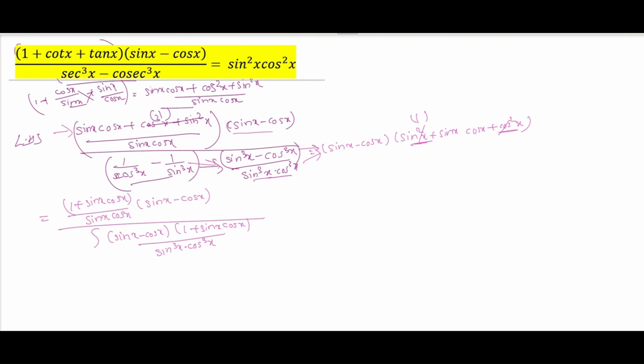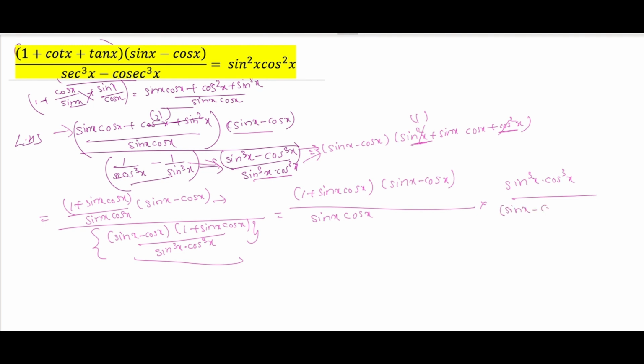In the denominator we have a fraction, so we'll take the reciprocal and multiply with the numerator. Finally we'll get (1 plus sin x cos x) into (sin x minus cos x) upon sin x cos x. So that's the numerator we have here. Now taking the reciprocal of the denominator, into sin cube x into cos cube x upon (sin x minus cos x) into (1 plus sin x cos x).